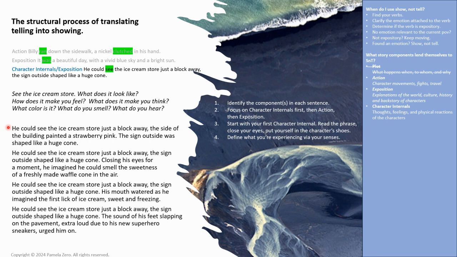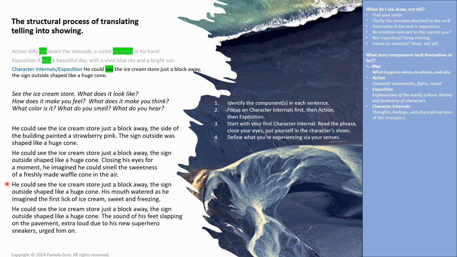You could see the ice cream store just a block away. The side of the building painted a strawberry pink. That's what he's seeing. The sign outside was shaped like a huge cone. Okay, great. That just gives us the visual. He could see the ice cream store just a block away, the sign outside shaped like a huge cone. Closing his eyes for a moment, he imagined he could smell the sweetness of a freshly made waffle cone in the air. Okay, we're hitting two senses there. His internal thoughts, which are not really a sense, but they're a component of it. And then he's also imagining he could smell the sweetness.